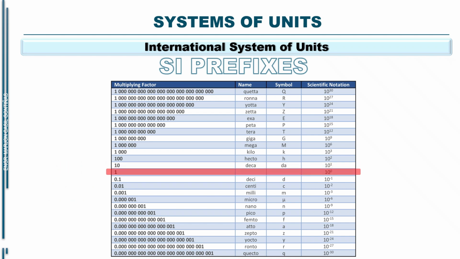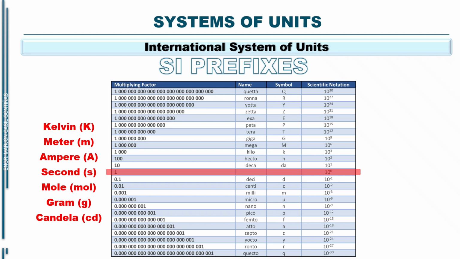And this part is for the standard units, such as kelvin for temperature, meter for distance or length, ampere for electric current, second for time, mole for the amount of substance, gram for mass, candela for the intensity of light, and others. Now for the smaller measurements.